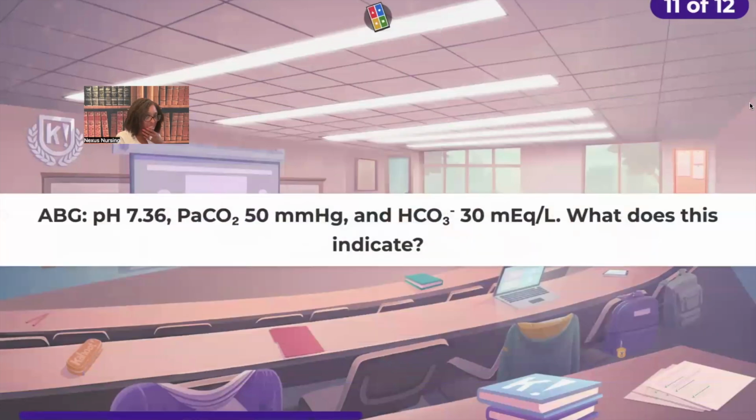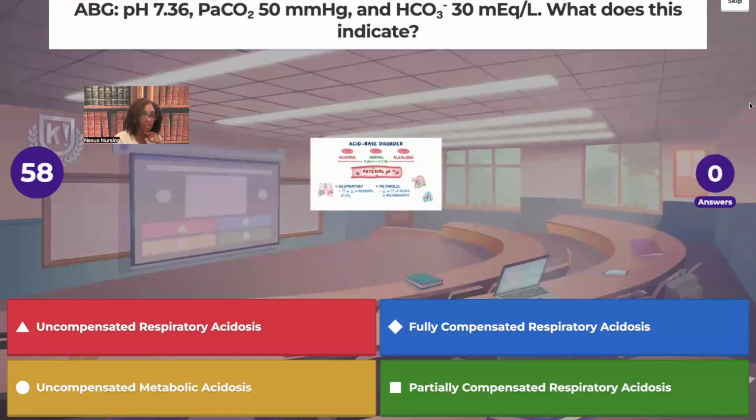All right. pH 7.36, CO2 50, bicarb 30. What's happening? Uncompensated respiratory acidosis, fully compensated respiratory acidosis, uncompensated metabolic acidosis, or partially compensated respiratory acidosis. You remember before we started this live, I told you guys to grab a pen and paper, and I gave you those hints, those clues to figure out what's happening with the patient. You wish you listened to me now, don't you? What's happening with the patient?